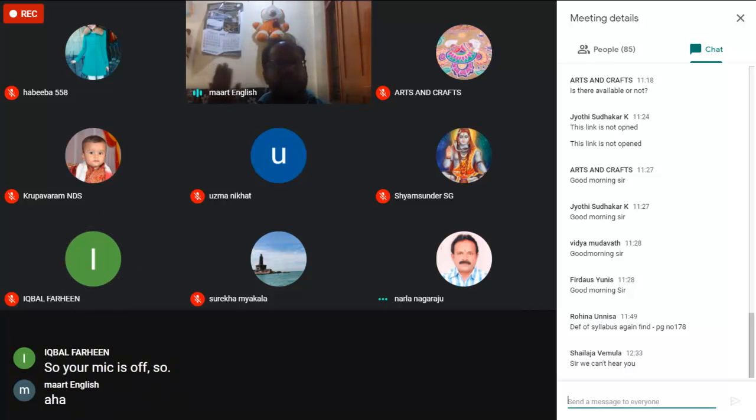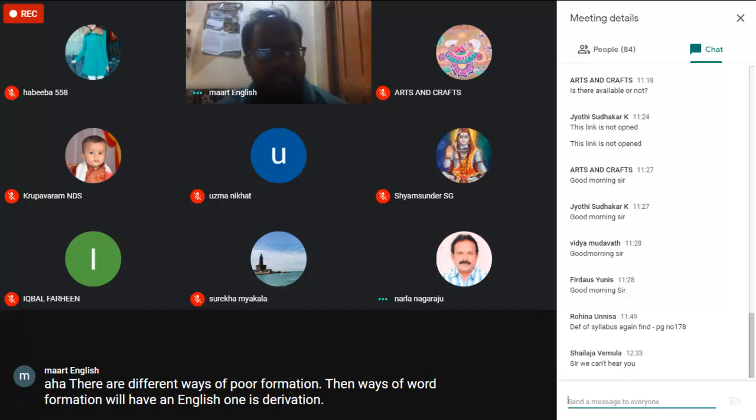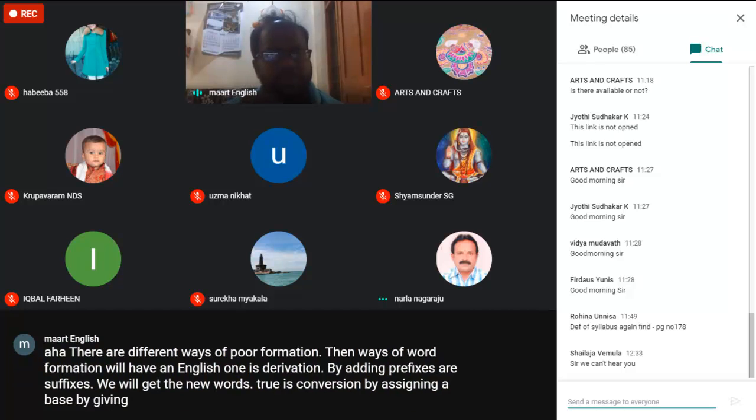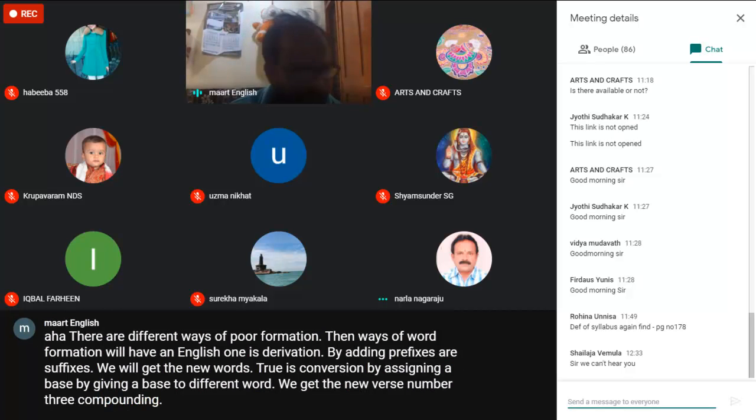There are 10 ways of word formation we have in English. One is derivation. By adding prefixes or suffixes we get new words. Two is conversion. By giving a base to a different word, we get new words. Number 3, compounding. Compounding means combination, one base to another base.